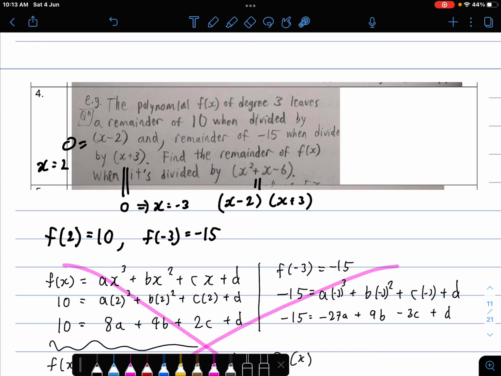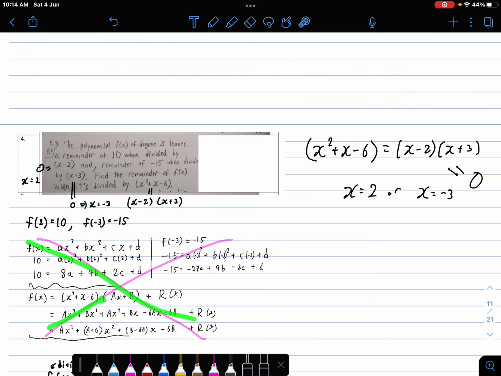So what you need to know is the remainder theorem and factor theorem. Here they tell you the remainder, so that means you just take the divisor, equate to 0, solve for x, and get x equal to 2. Sub it in: f of 2 equals the remainder. Likewise with x plus 3, f of minus 3 equals negative 15. Knowing these two, we can carry on. Please ignore the previous working.